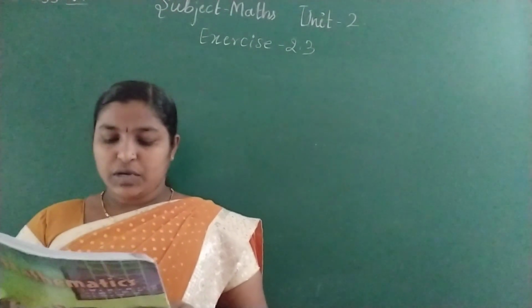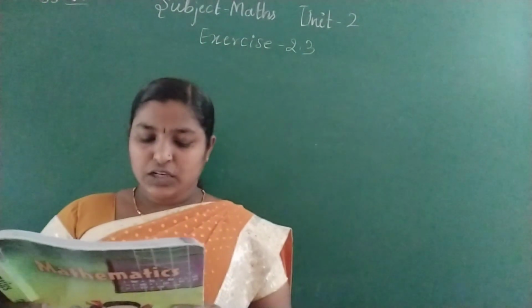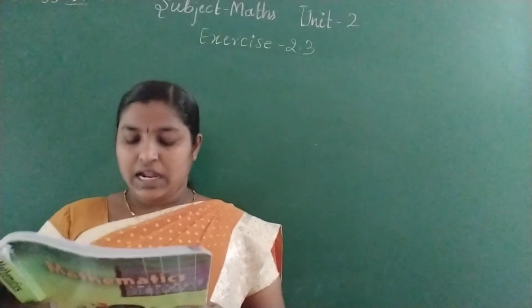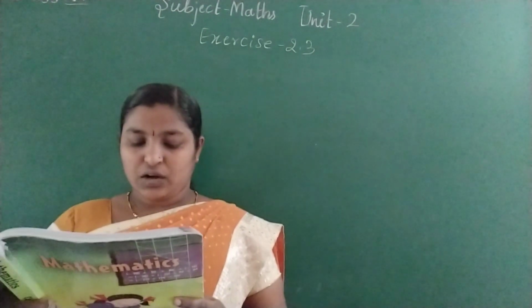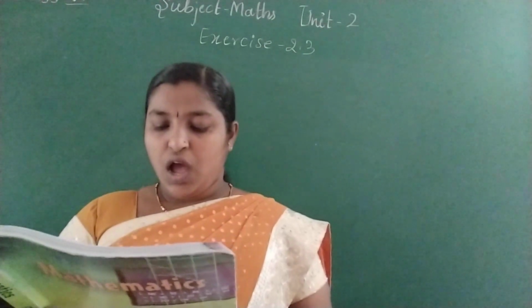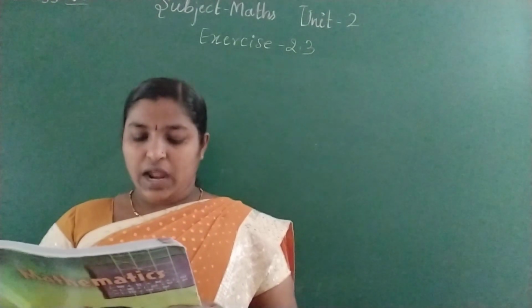Adding two whole numbers always gives a whole number. Similarly, multiplying two whole numbers always gives a whole number. We say that whole numbers are closed under addition and also under multiplication. However, whole numbers are not closed under subtraction and division.